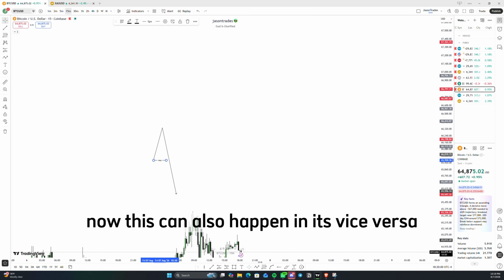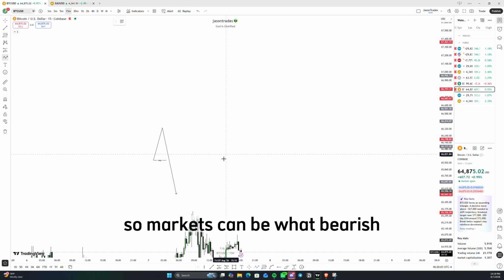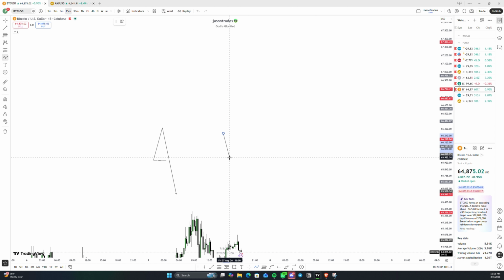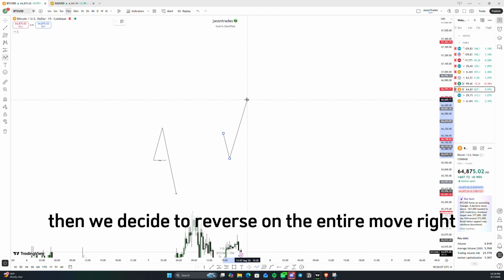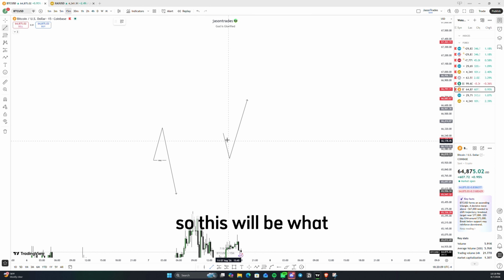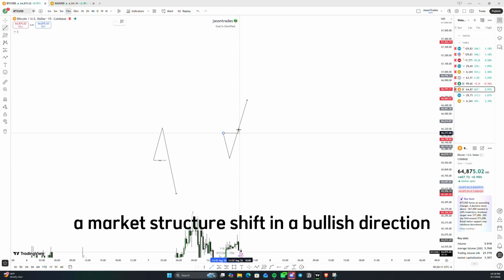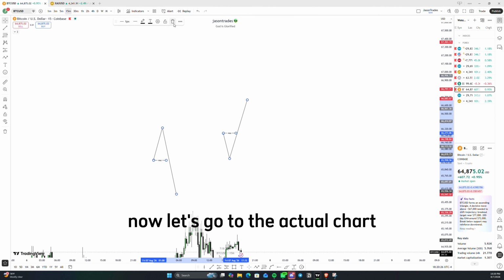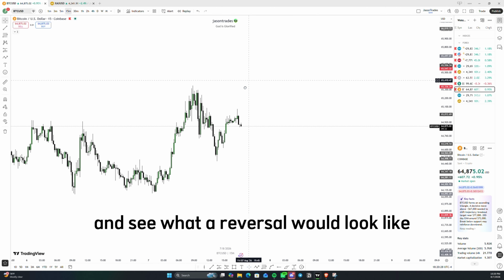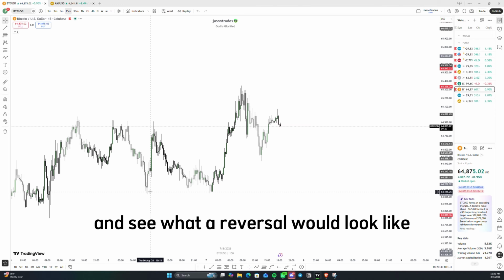Now this can also happen vice versa. The market can be bearish, then we decide to reverse on the entire move, right? So this will be a market structure shift in a bullish direction. So that's what it looks like. Perfect. Now let's go to the actual chart and see what a reversal would look like.